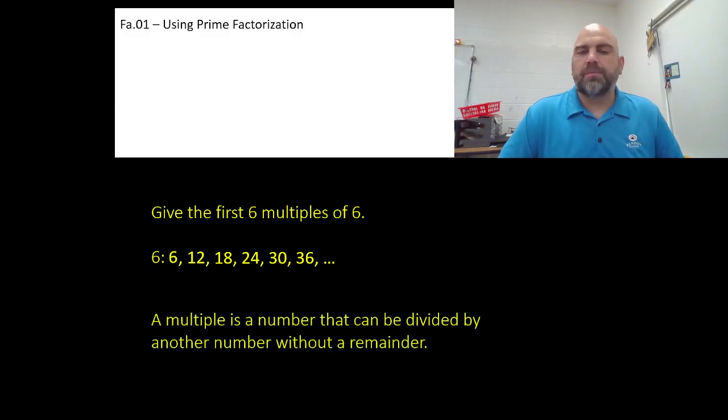So a multiple is a number that can be divided by another number without a remainder. So 36 divided by 6, right? We're looking at that specific value. So 36 is a multiple of 6.